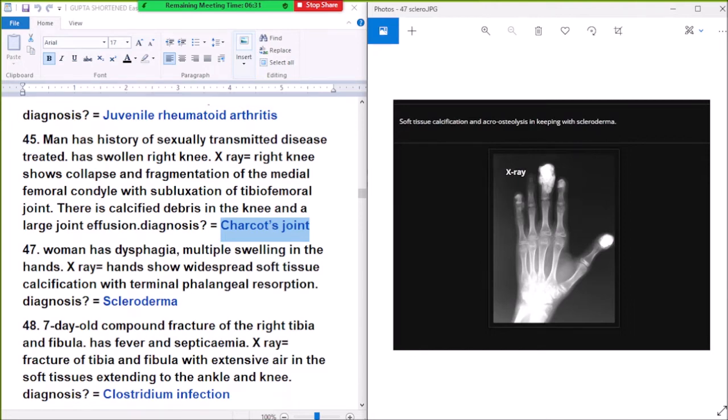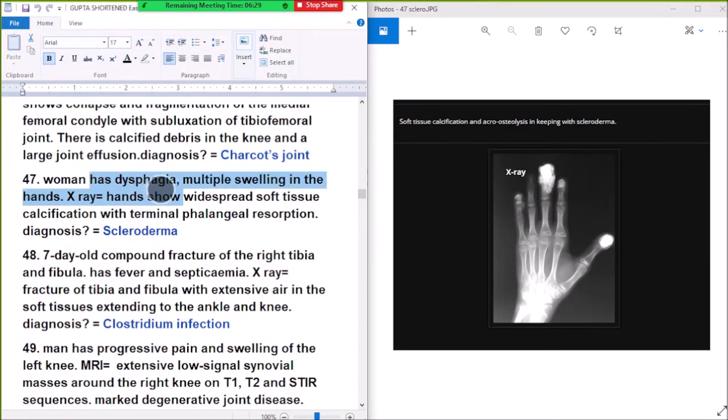Question number 47. A woman has dysphagia and multiple swellings in the hand. X-ray of the hand shows widespread soft tissue calcification with terminal phalangeal resorption. Diagnosis: scleroderma. There is soft tissue calcification and acro-osteolysis, or terminal phalangeal resorption, in keeping with scleroderma.